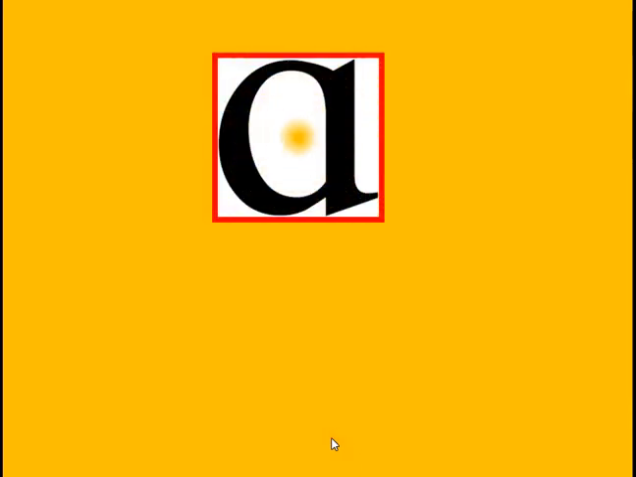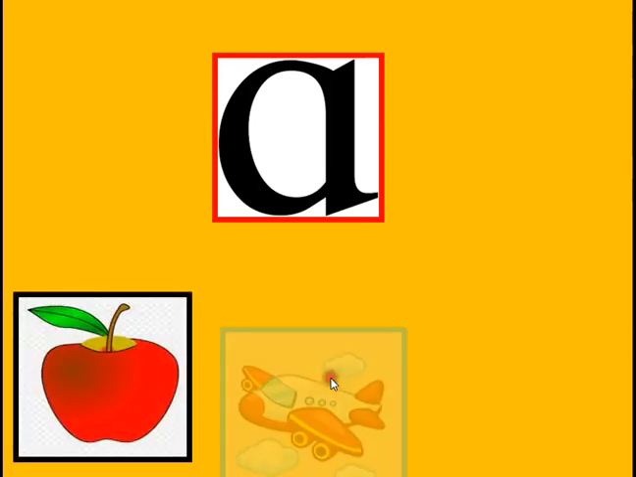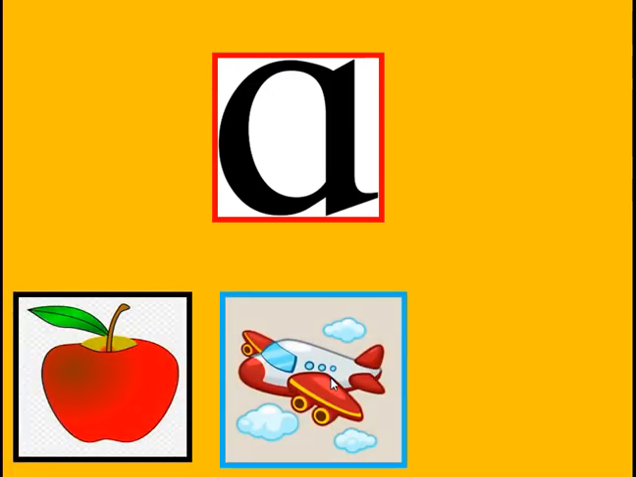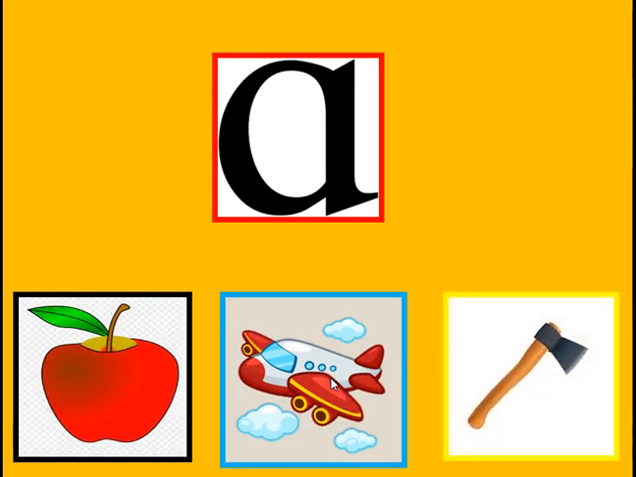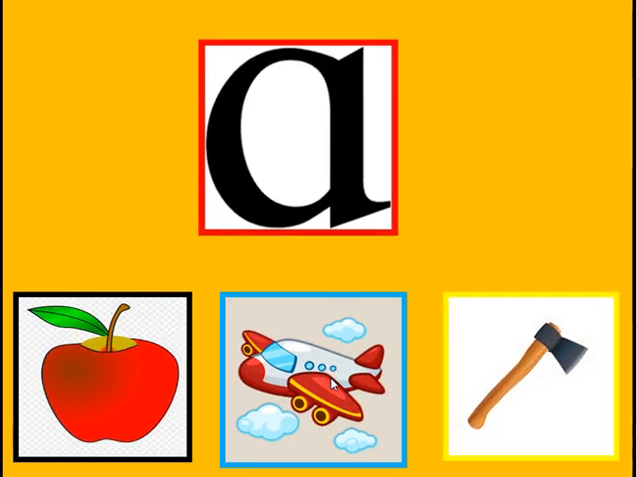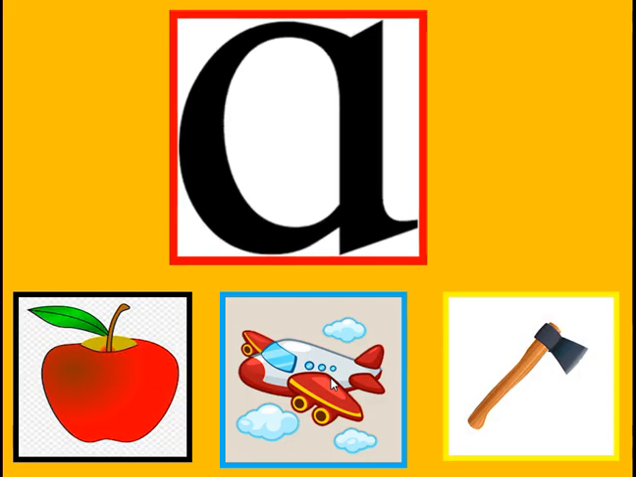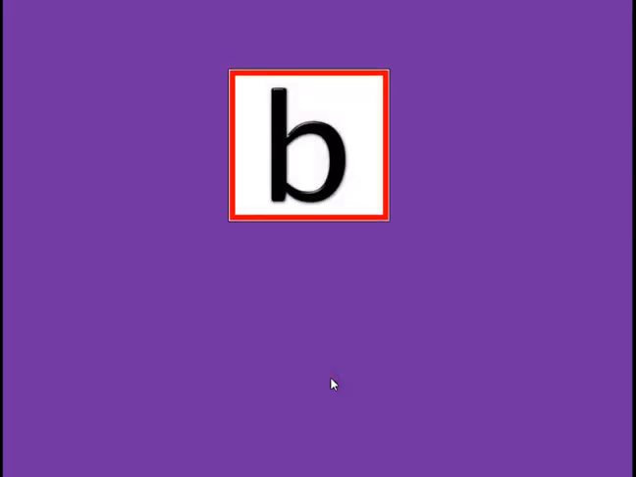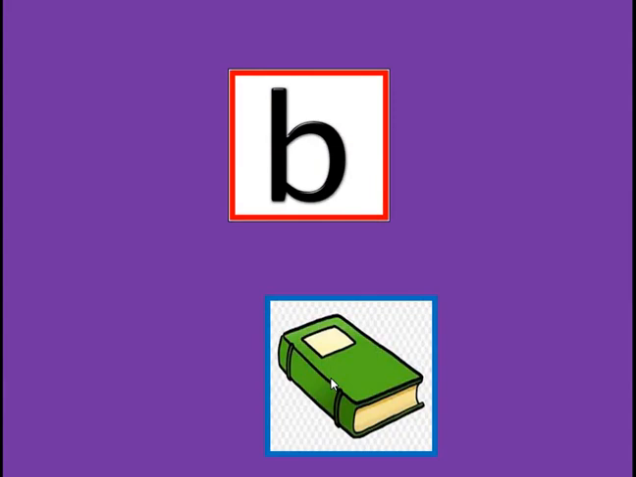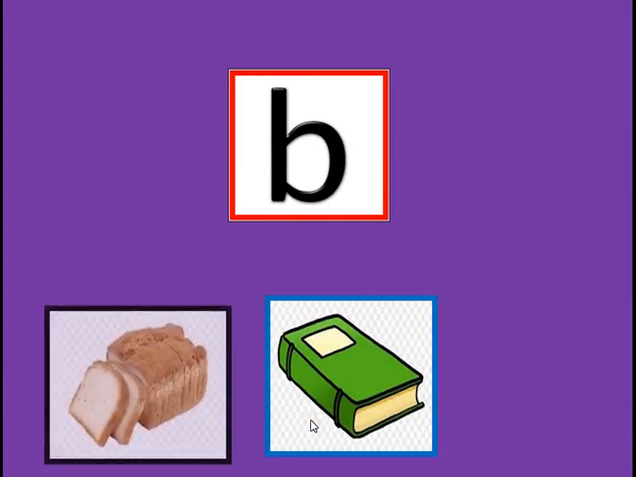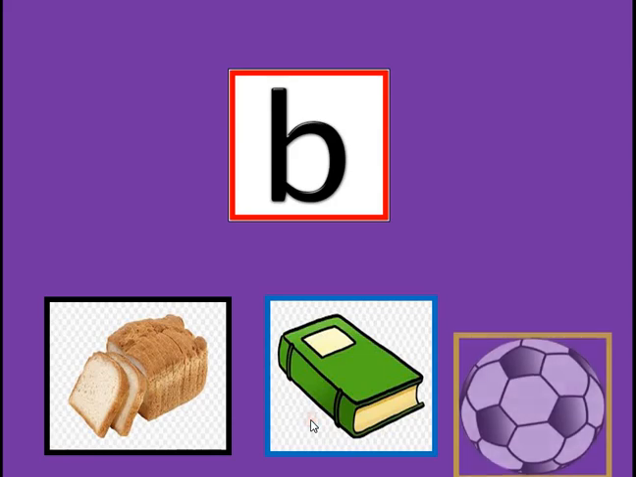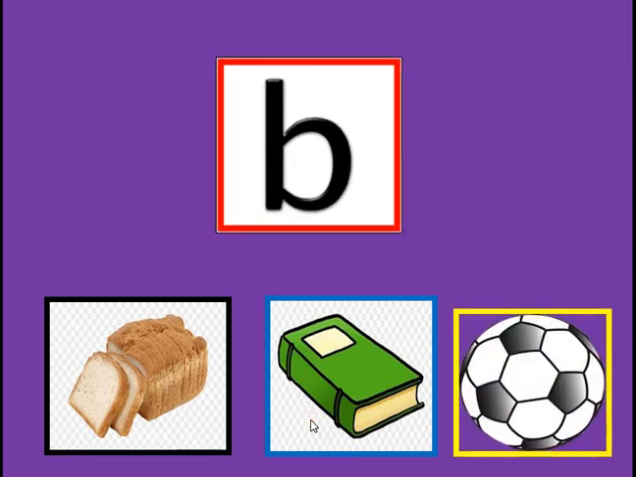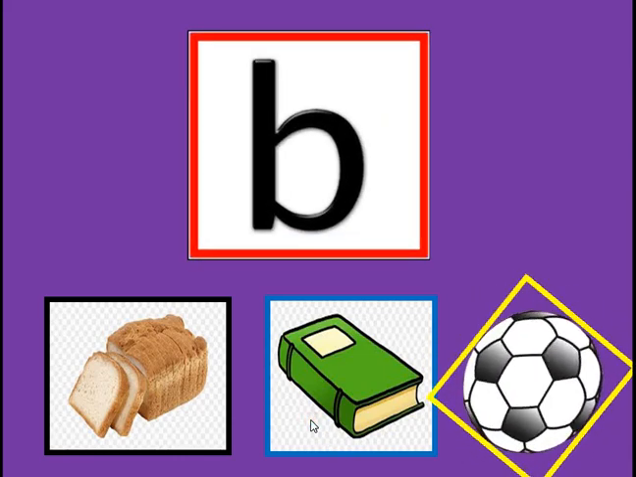Let's revise our previous letters. This is the letter A. A apple, A aeroplane, A axe. This is the letter A. B, B book, B bread, B ball. This is the letter B.